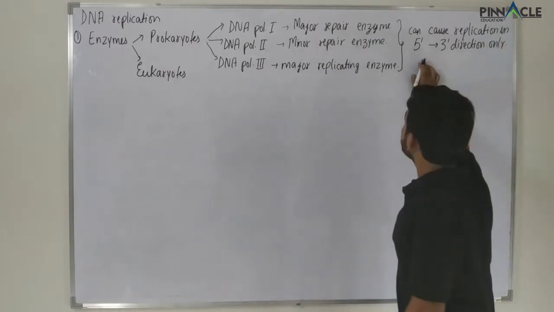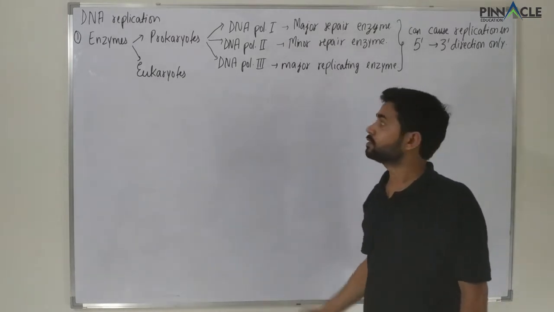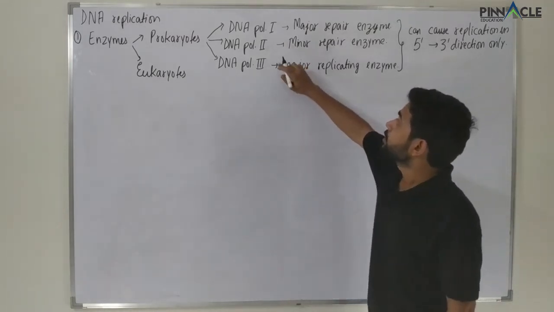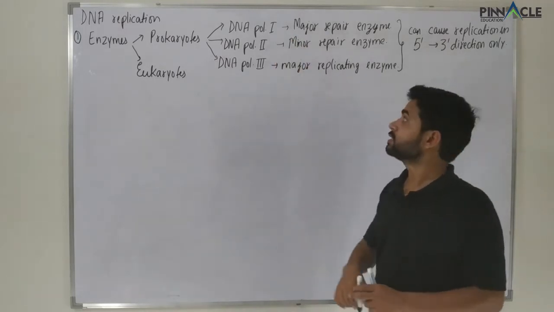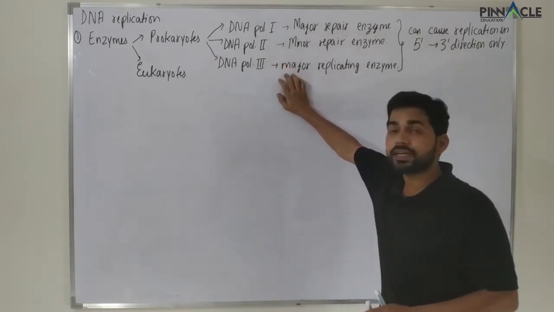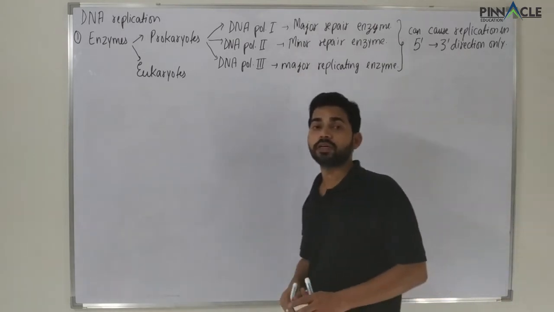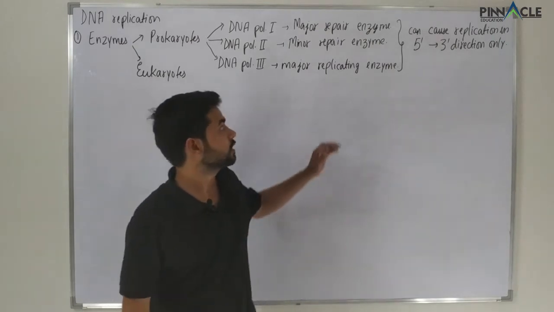So this is a single property of these enzymes which have certain significances, which we will see later. It's not that these 2 cannot cause replication, but their replicating speed is very less. The replicating speed of DNA polymerase 3 is around 2000 base pair per second. So it is that fast enzyme.